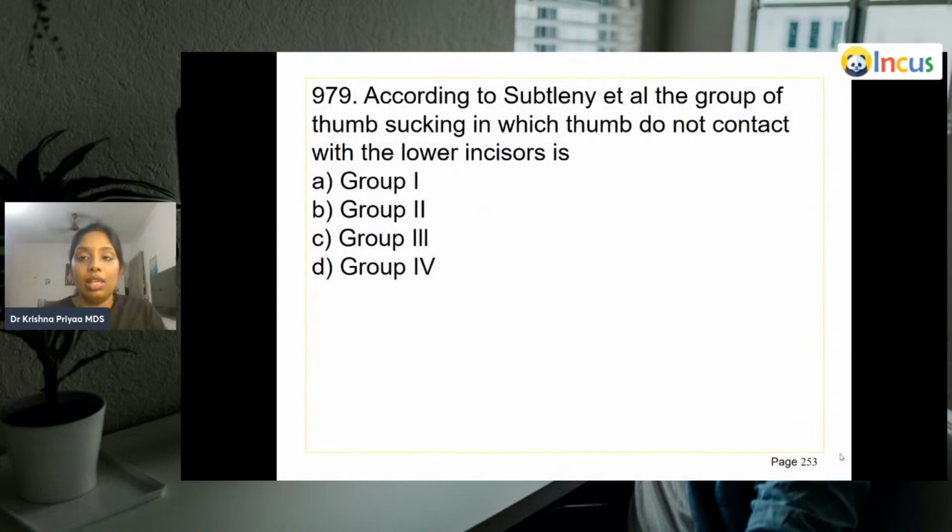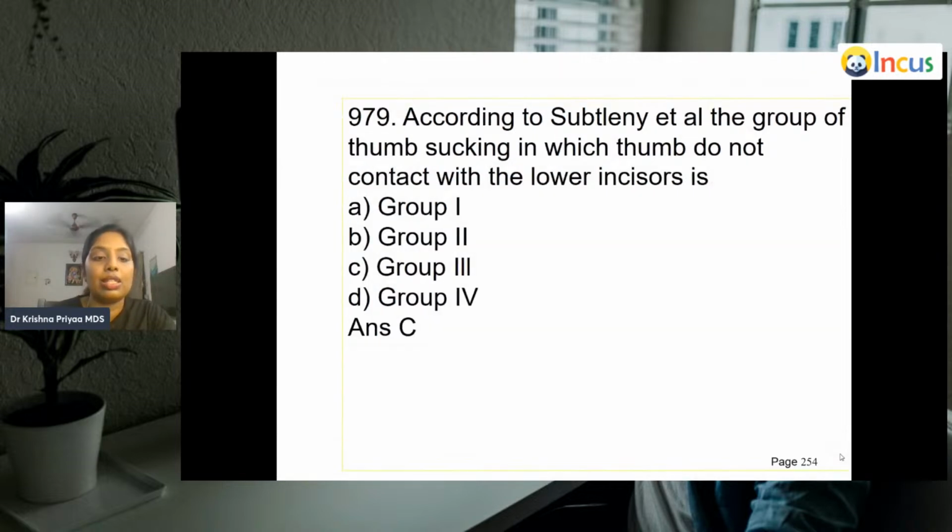Okay, according to Sutton Lee et al., the group of thumb sucking in which the thumb does not contact the lower incisor is, so Sutton Lee has given a diagram. Basically, at which level the thumb is placed inside the mouth differs, as each patient does thumb sucking differently. Some people will keep it on the edge of the incisor, some will go to the cingulum, and some will have the entire thumb into the palate, right? So he has graded thumb sucking into 4 types. And in this, thumb sucking in which the thumb does not contact the lower incisor is group 3.